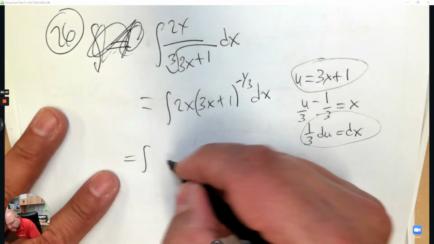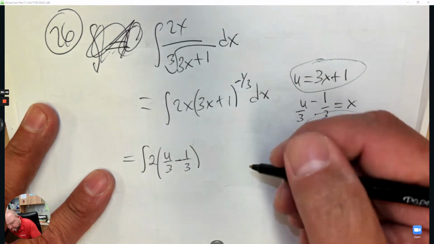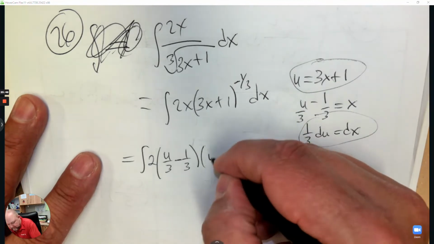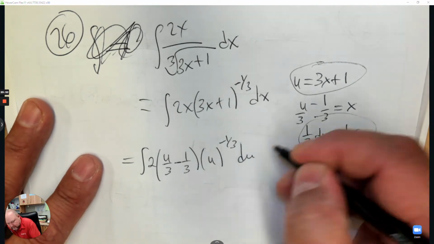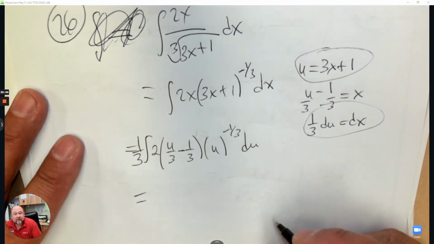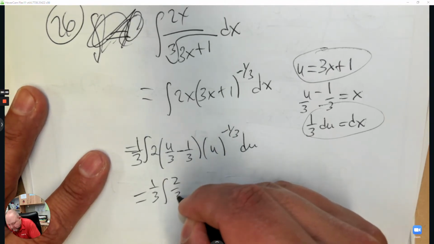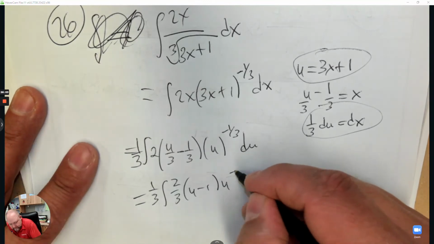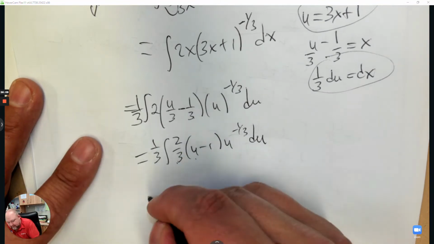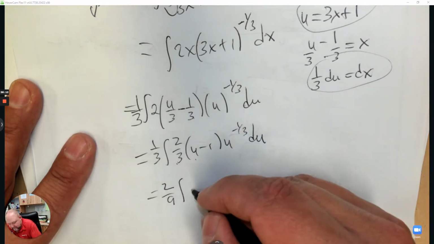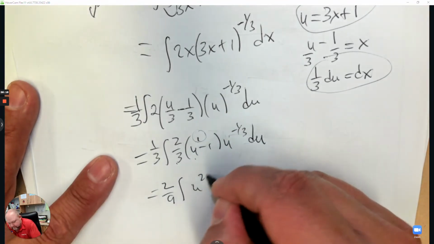So x is u over 3 minus 1 over 3. 3x plus 1 is now just u. And then dx is 1/3 du. And I'll put the 1/3 in front. In fact, I might make my life easier by factoring out a 2/3. So I factor out a 2/3 and then put that, and then I got 2/9 in front. And then I can just distribute. So when I multiply, I add the exponents.